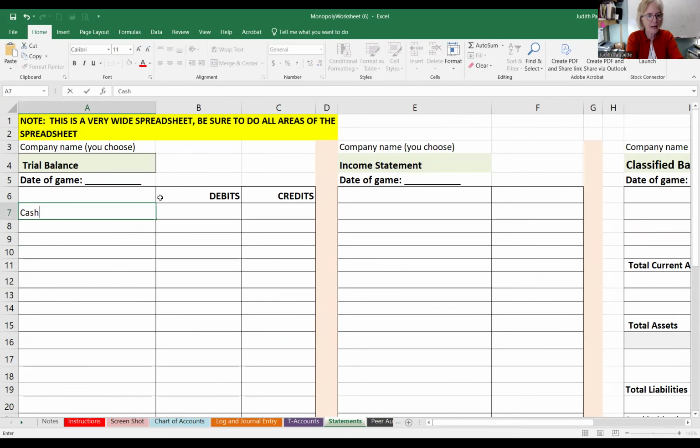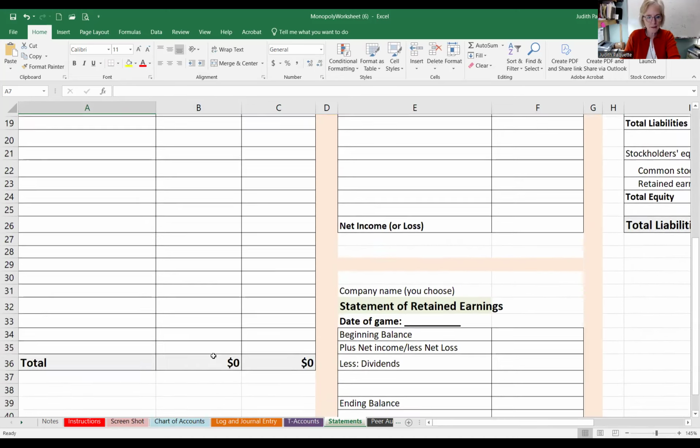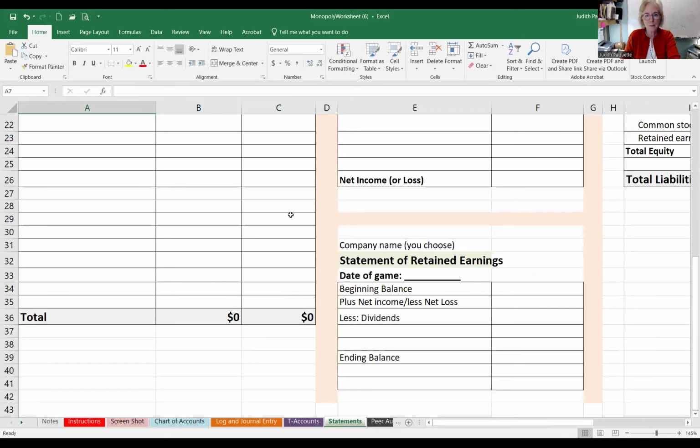So let's say you have cash, but you don't have accounts receivable, and you just go right to land, something like that, okay? And then you list their balance all the way down. Then the way the trial balance works is you add up all the debits, put the total here, add up all the credits, put the total here. They should be the same. If they're not the same, you go back and check your work.